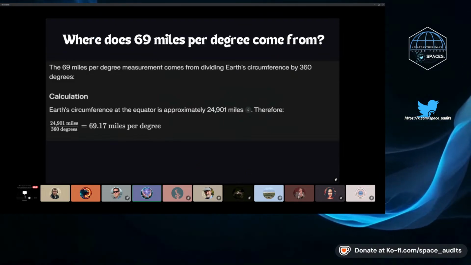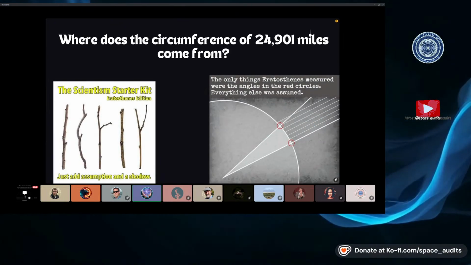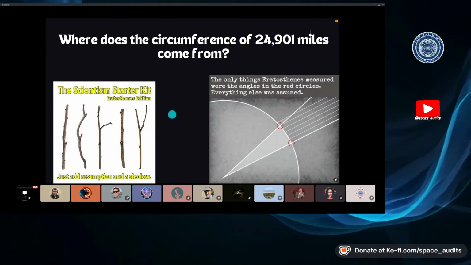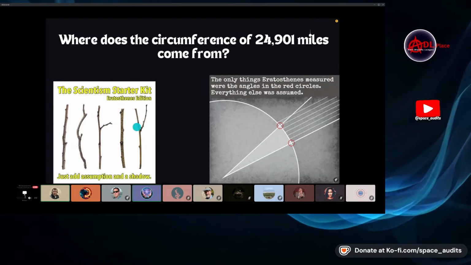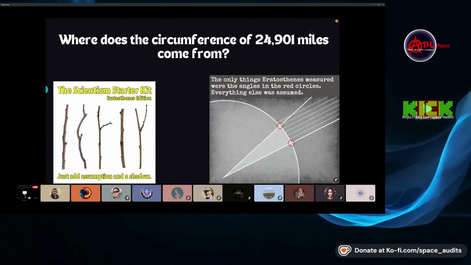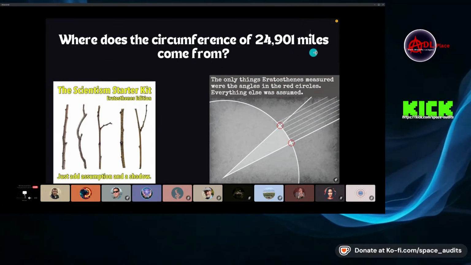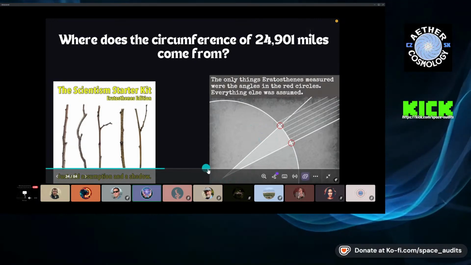How do we measure that? Basic flat Earth stuff. Turns out nobody's measured it, right? We got our scientism starter kit over here, sticks and shadows. We're going to start looking at the sun, measuring the sun, and then determining the size of the Earth, right? Because we're going to look at the sun, measure the sun, and then boom, that's the size of the Earth. No, we're going to look at the sun, measure the sun, and that'll be the limits of the sun that we measure.